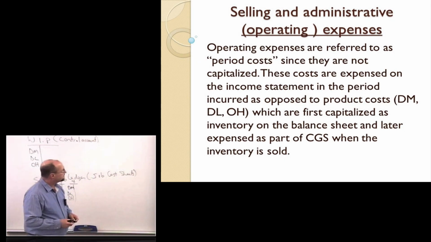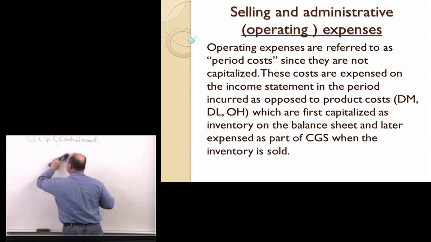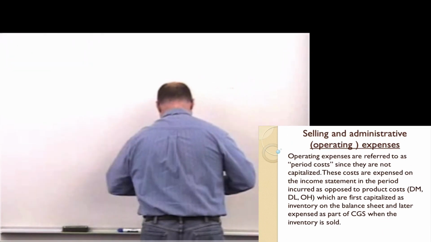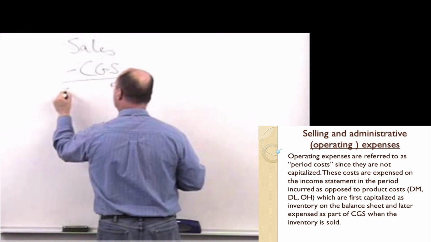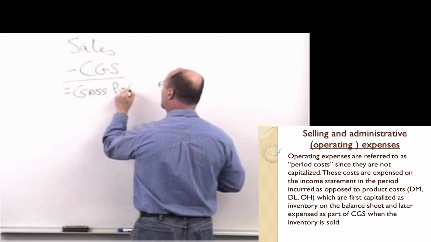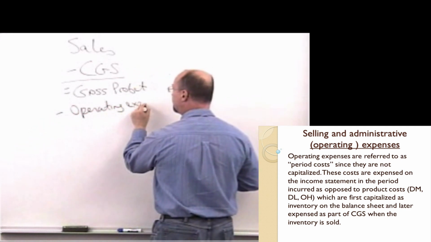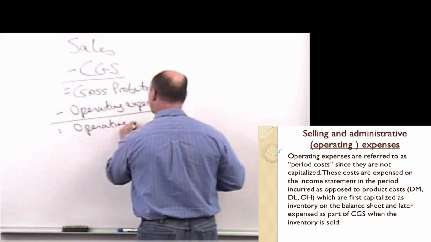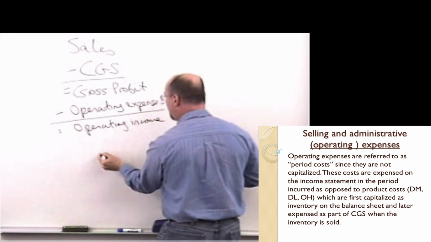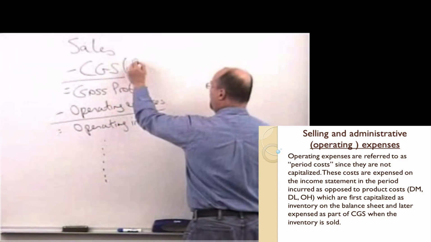Okay, last, selling and administrative expenses or operating expenses. Let's review the multi-step income statement. Okay? Sales minus cost of goods sold equals gross profit minus operating expenses equals operating income. Okay? And we know this is not the end, but we don't really have to talk about what goes below operating income.